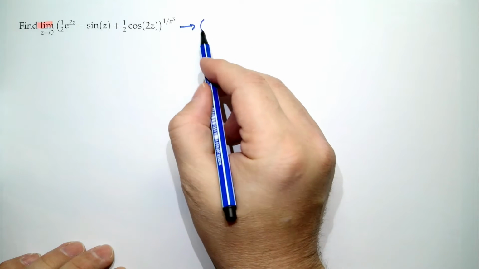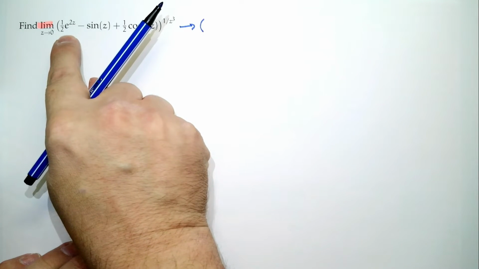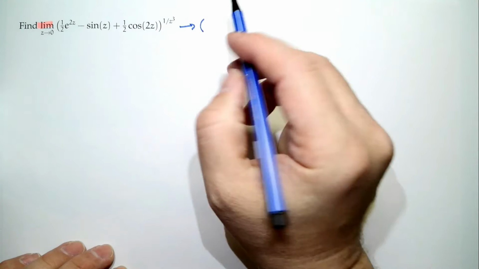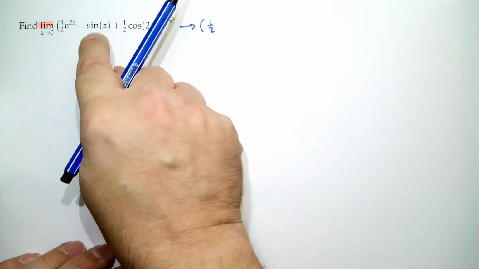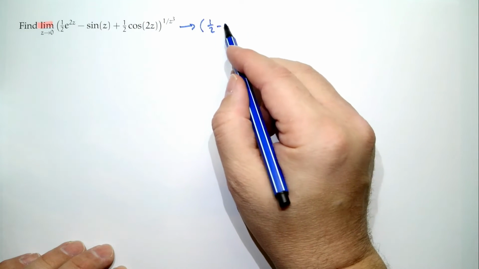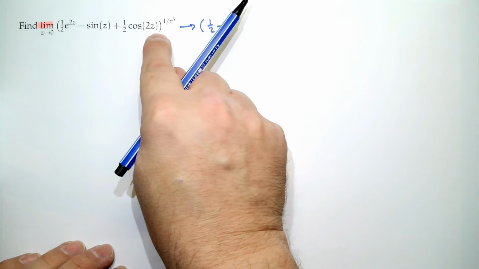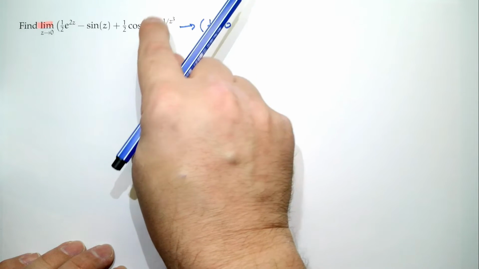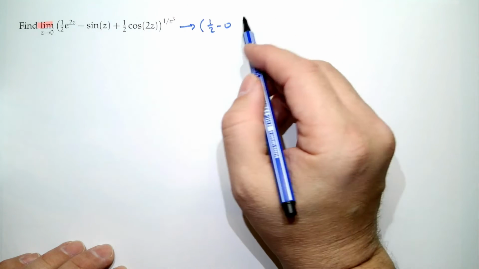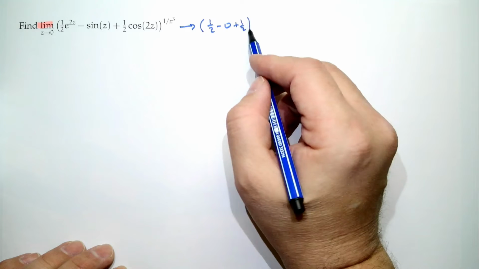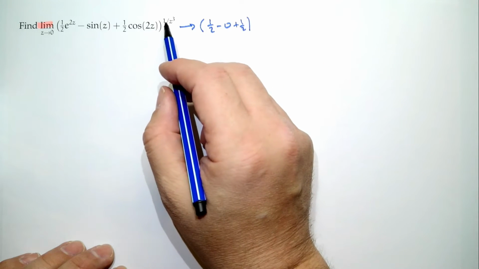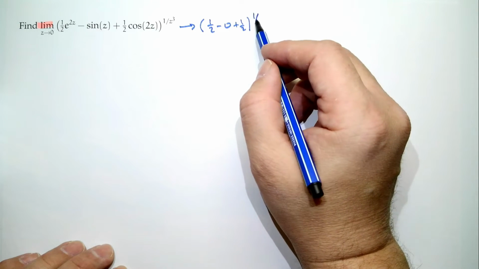So currently, well, that's 1/2 e to the 0, which is 1/2. Sine of 0 is 0. Cosine of 0 is 1, but then times 1/2, so that's 1/2. So upstairs, it's looking like it's going to 1 over 0.